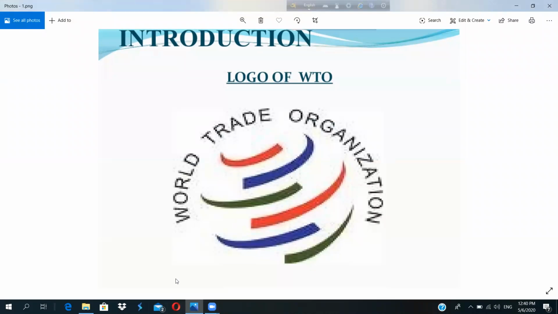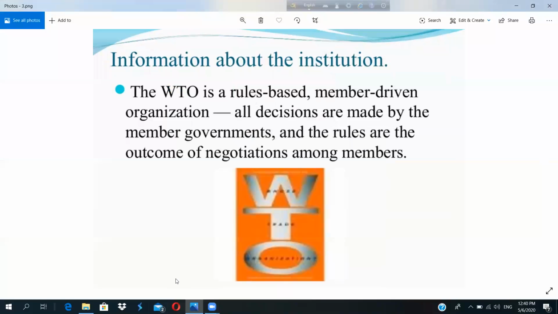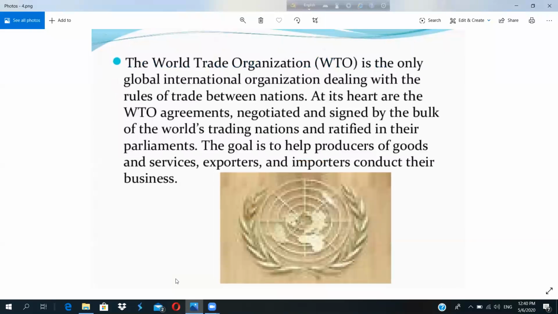The logo of the WTO. WTO is called the World Trade Organization. Okay, the information about the institution. The WTO is a rules-based, member-driven organization. All decisions are made by the member governments and the rules are the outcome of negotiation among the members. So the WTO basically is run by rules that are made by all the member countries. So WTO is called the world's largest trade organization.